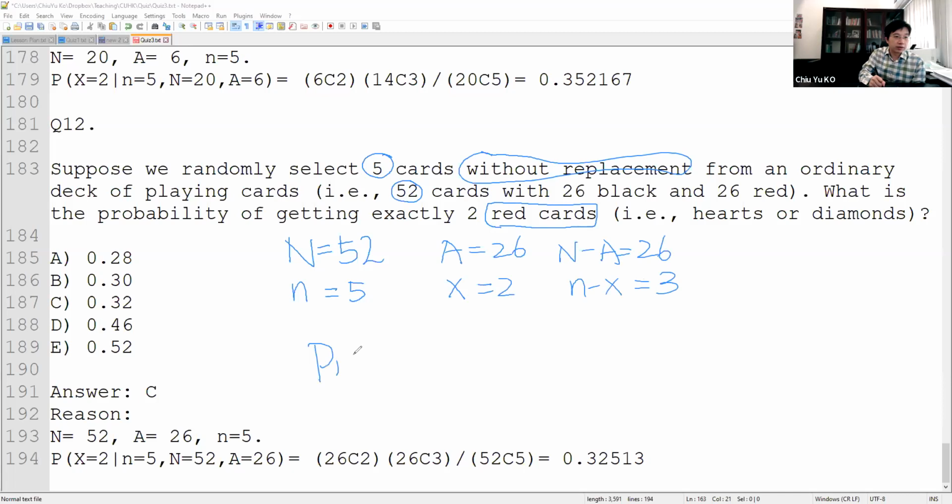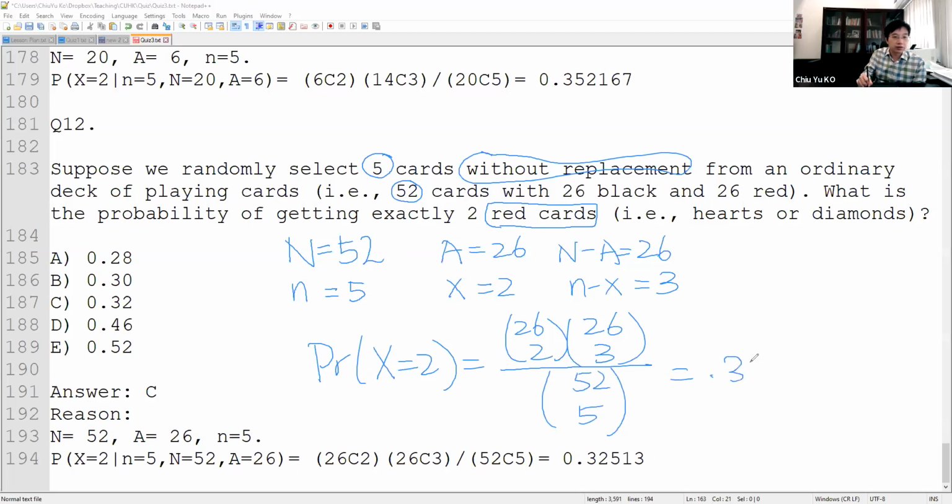So then the probability that X equals 2 will be ACX, that is 26C2, times N minus A C n minus x, okay? Over N C n, 52 C 5. Okay, so it's 0.32513. Okay, so something like somewhere here.